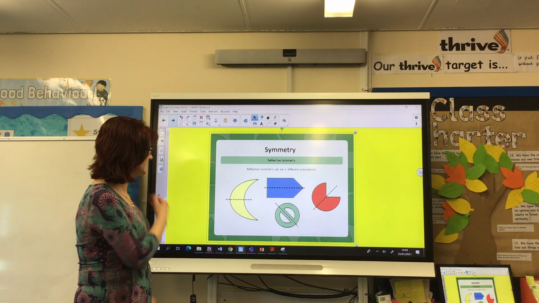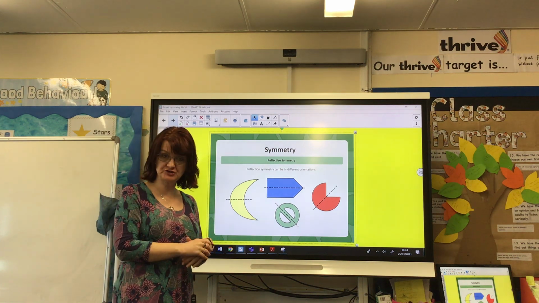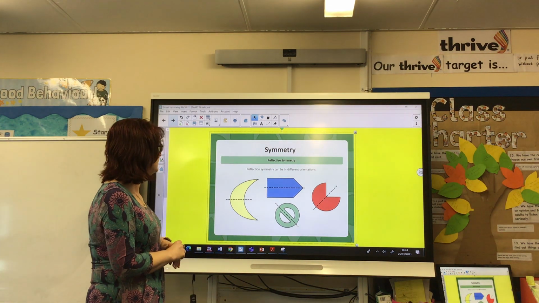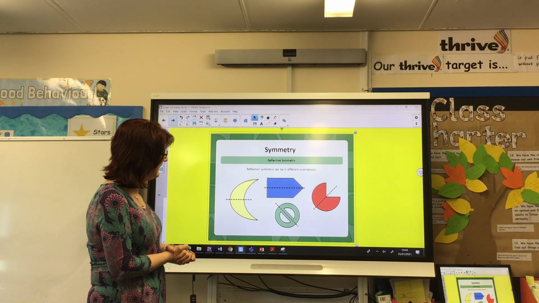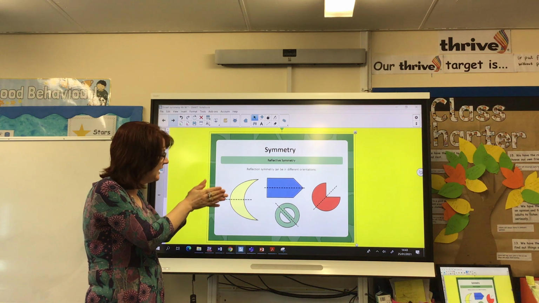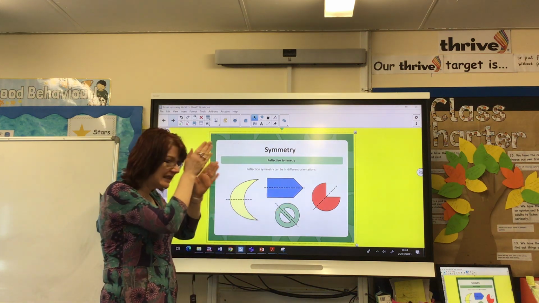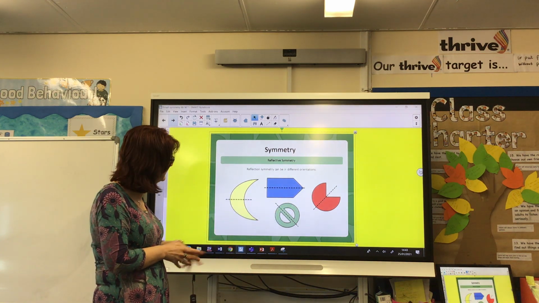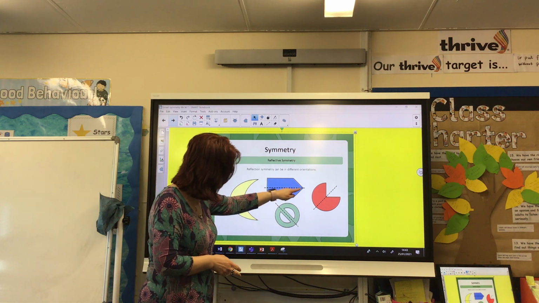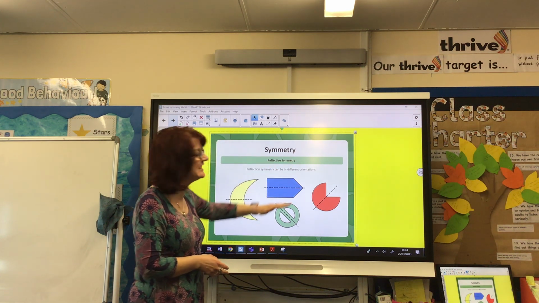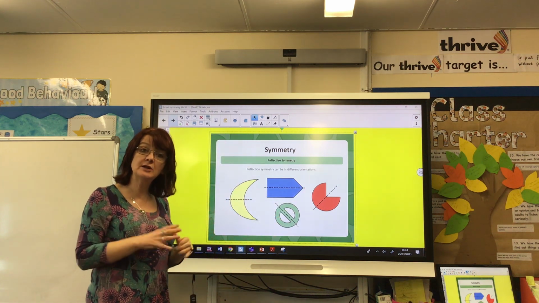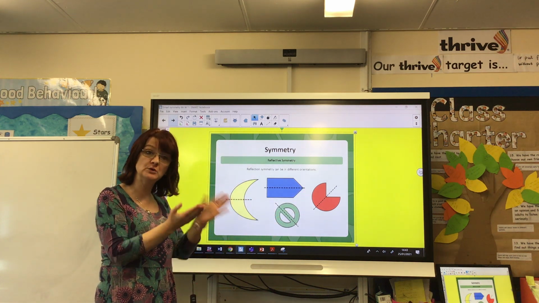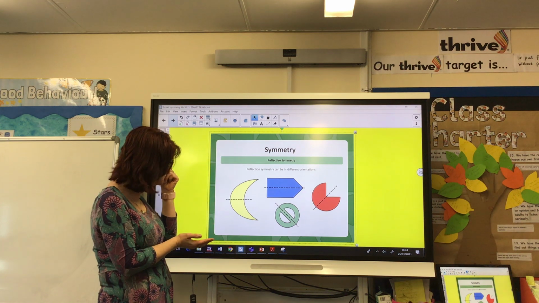Okay, now this is something you've already looked at. We had a little introduction with a little PowerPoint. This is called reflective symmetry. Reflective symmetry is where you can fold something in half and you can see that it's the same either side of the line. So if I was to fold this in half, I would see that it was the same the other side, and we would call this bit here the line of symmetry. And you had lots of practice with that yesterday, folding shapes and finding the line of symmetry.